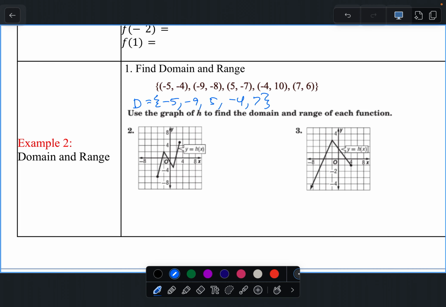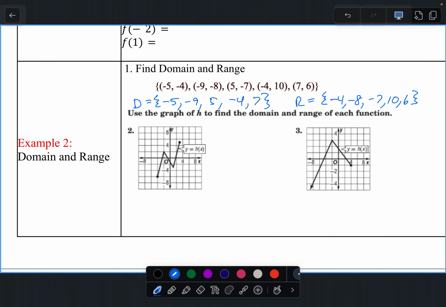Now, sometimes I will list mine in least to greatest order if I was doing the problem myself to keep them organized. But it is what it is. That is just a list of all of the x's that are used. The range is the list of all the y's that are used. So -4, -8, -7, 10, and 6. So the domain is the list of x's that are used. The range is the list of y's that are used when it is a list of points like that.